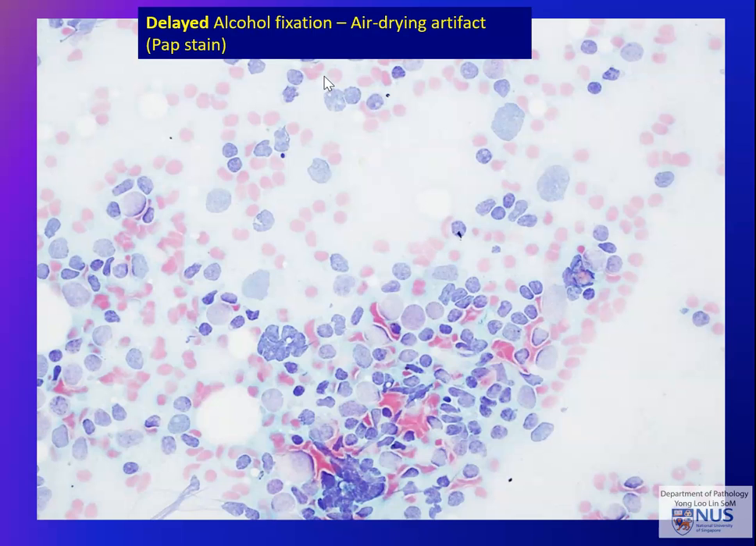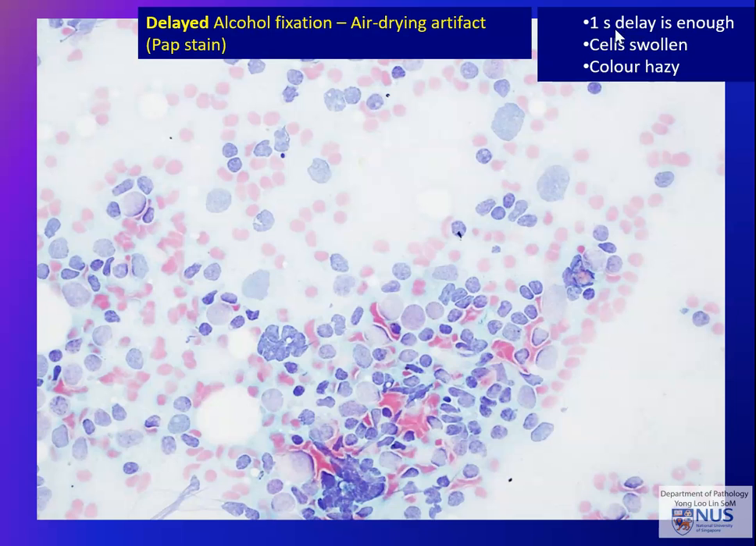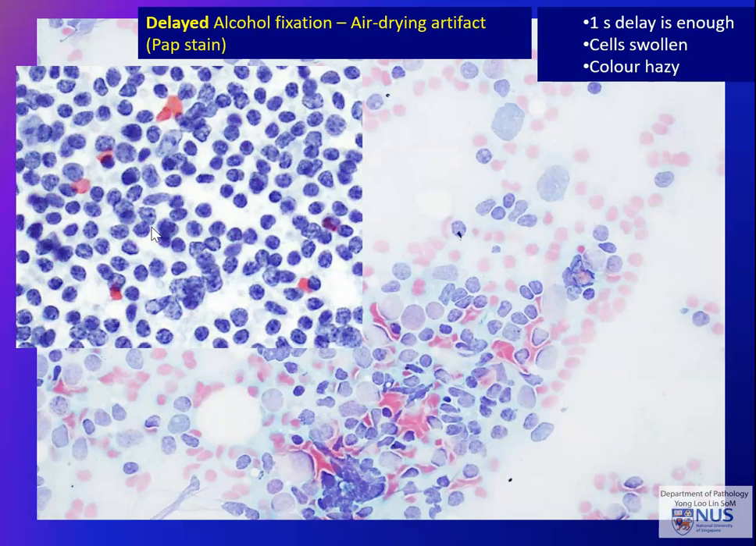Here is an example of an alcohol-fixed smear with a Papanicolaou stain, and this unfortunately was delayed in terms of the fixation. A few seconds is enough to cause this marked artifact of swelling in the cells. So despite the fact that there is lesional tissue, it is actually a non-diagnostic smear because we cannot evaluate the cells. This is a comparison with a well-fixed smear.